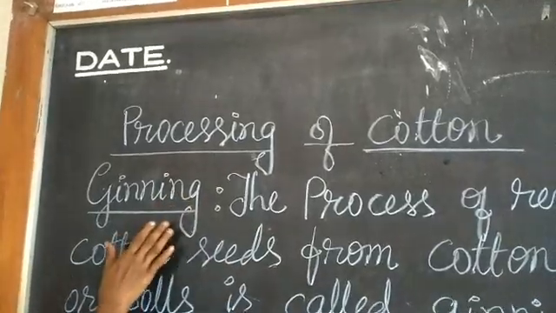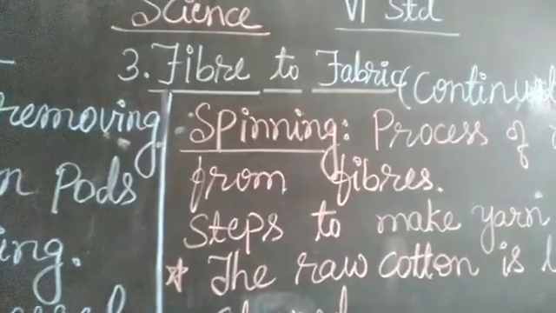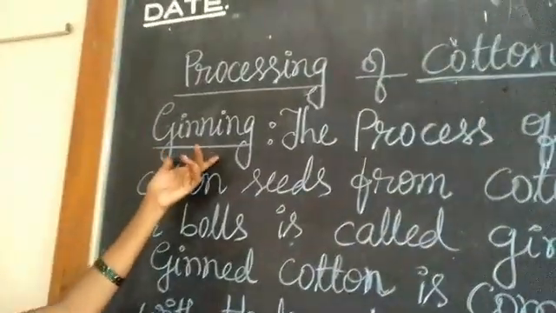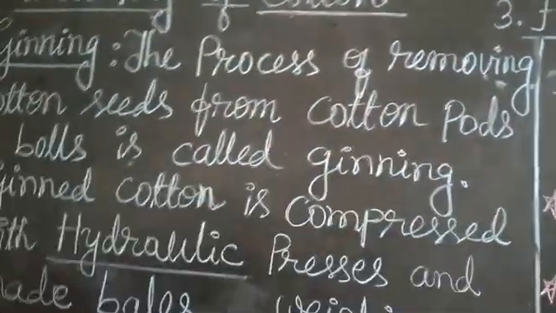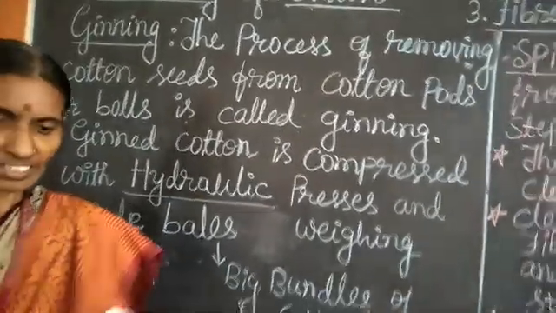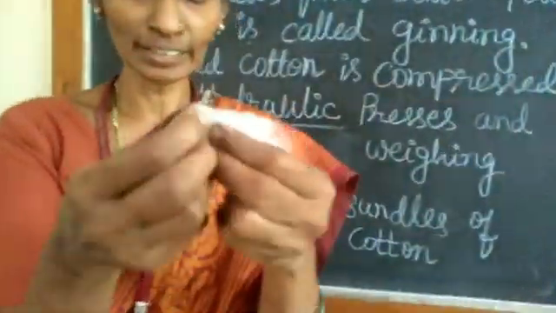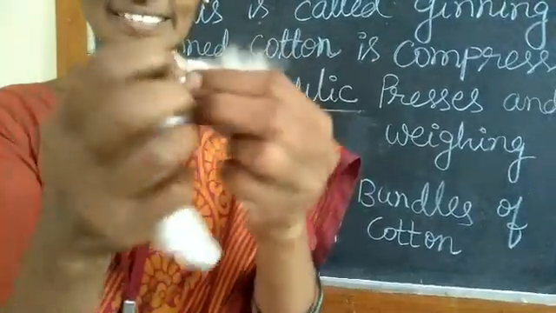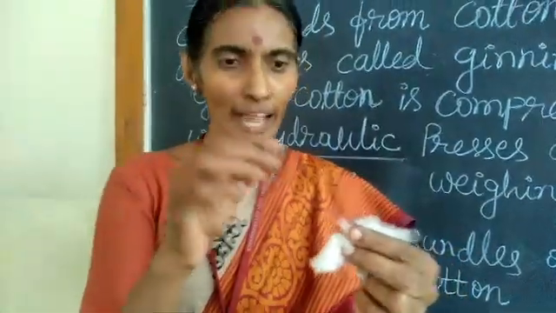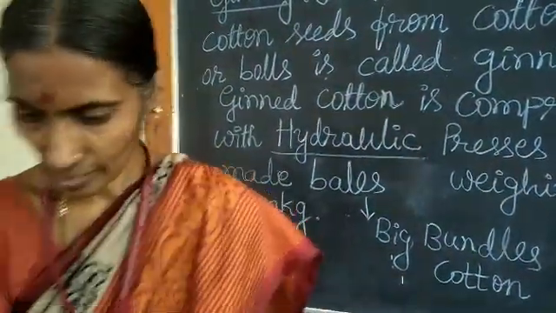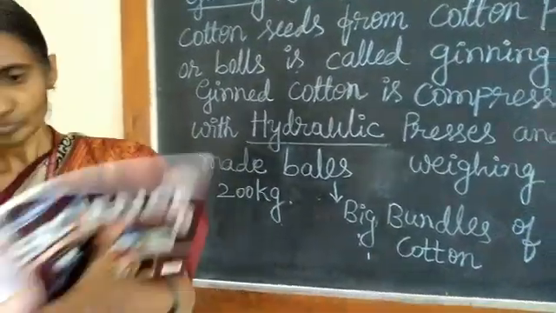There are 3 steps: ginning, spinning, and the third one is weaving. Now, the first stage is ginning. It is the process of removing seeds from a cotton boll. See here, children, here are the cotton seeds inside the cotton bolls. So they can be hand picked, and also there is a ginning machine.